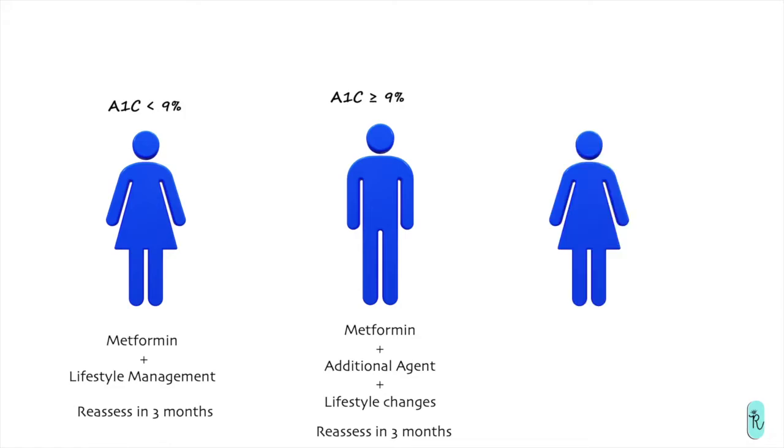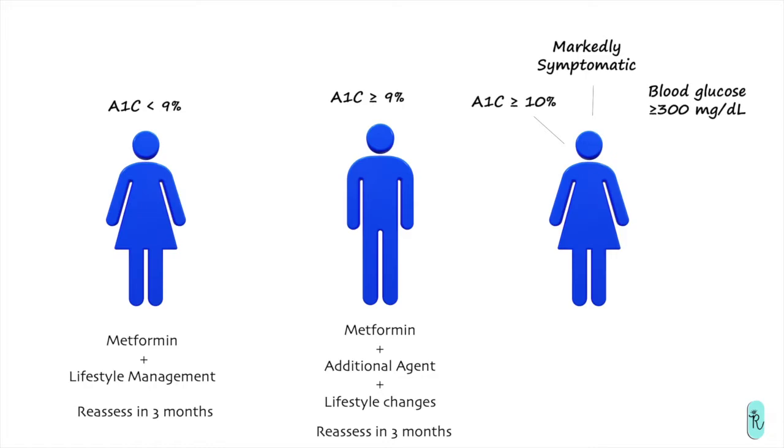And for a patient who has an A1C greater than or equal to 10%, is markedly symptomatic, or has blood glucose greater than or equal to 300 milligrams per deciliter, we will go straight into combination injectable therapy, typically in addition to metformin. These patients will need to be reassessed much sooner than 3 months because of the risk of hypoglycemia with injectable therapy.